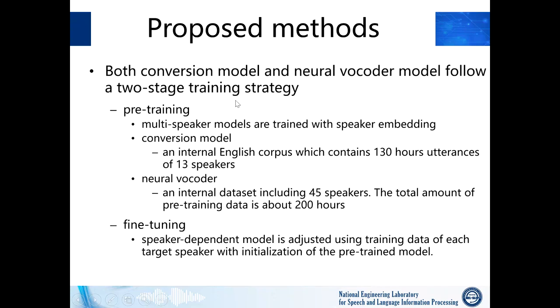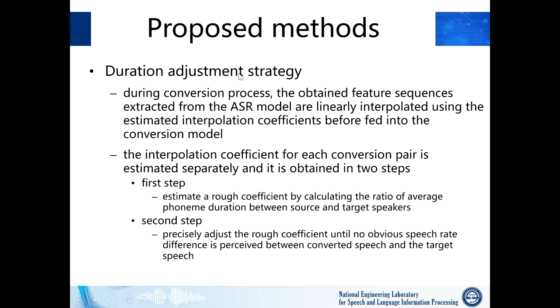Both the conversion model and the neural vocoder model follow a two-stage training strategy, pre-training and fine-tuning. During the pre-training stage, multi-speaker models are trained with speaker embedding, and during the fine-tuning stage, the speaker-dependent model is adjusted using training data of each target speaker with the initialization of the pre-trained model. We propose a duration adjustment strategy to mitigate the speech rate difference.